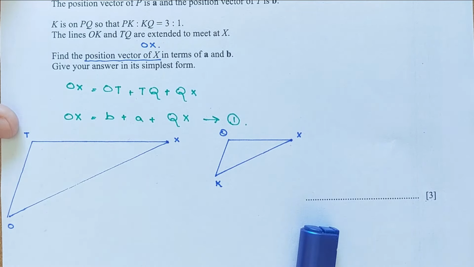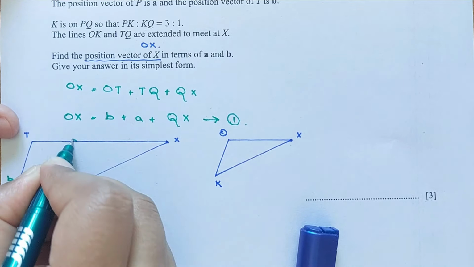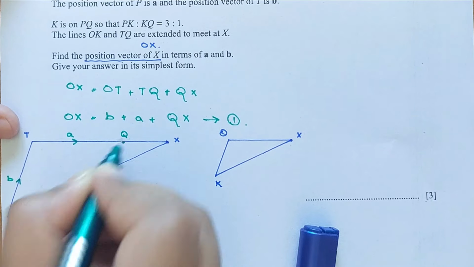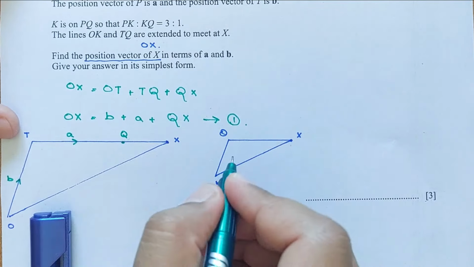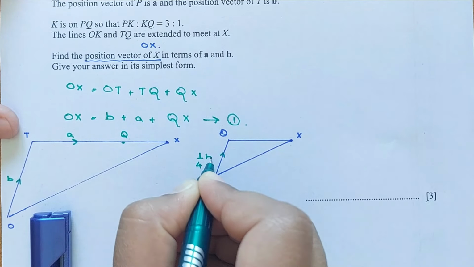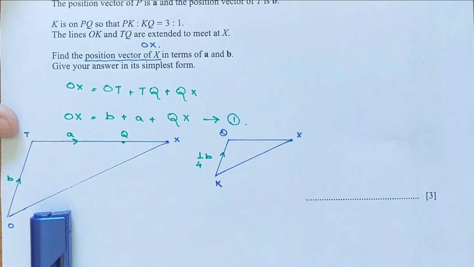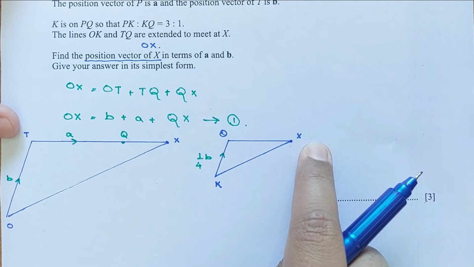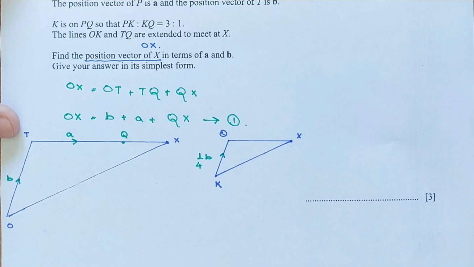So let me label all the sides. This side is B, and this side is A. And we have Q somewhere here, and this side is 1 by 4 of B. And we don't know that side as well, right? So we have to calculate what QX is, using the concept of similarity.